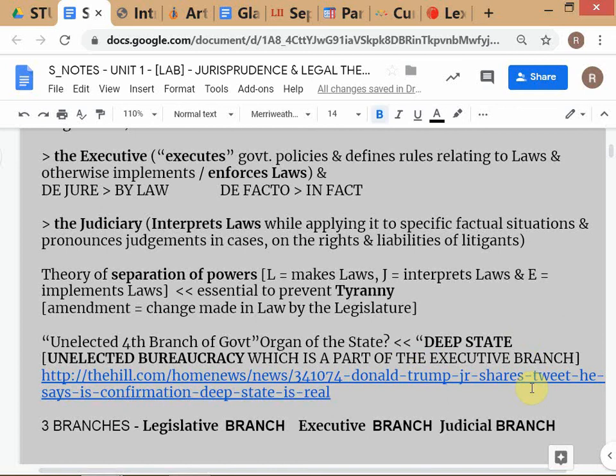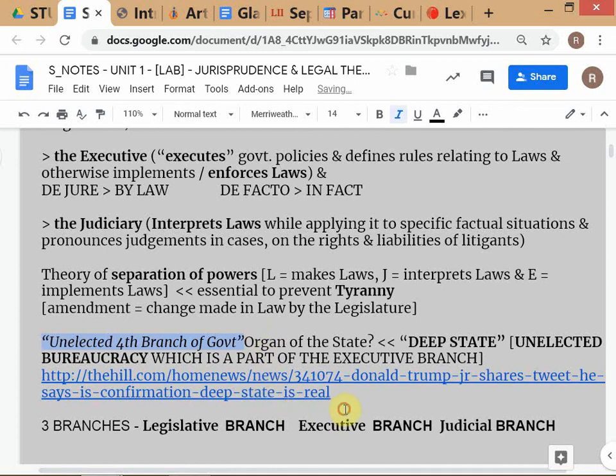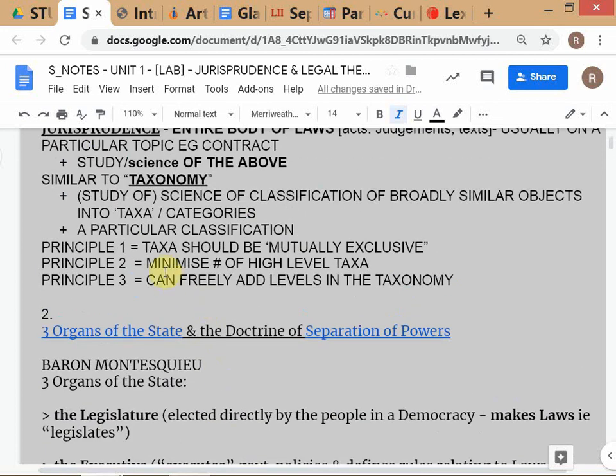Okay, because they are kind of hidden, you don't think of them, because you think of finances being done by the finance minister, etc. But it has been referred to in the US as the unelected fourth branch of government. But as your batchmate Janvi correctly pointed out in the other class, it should not be referred to as a fourth branch of government, because it's actually part of the executive branch. If you go back to our principles of taxonomy, minimize the number of high-level taxa.